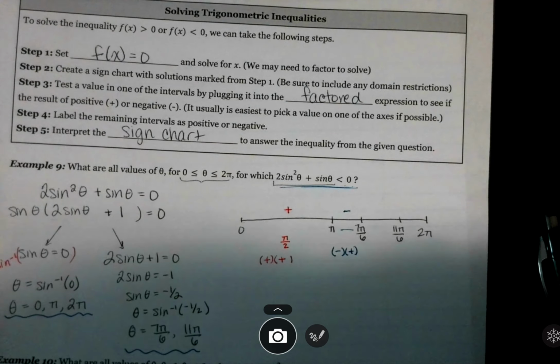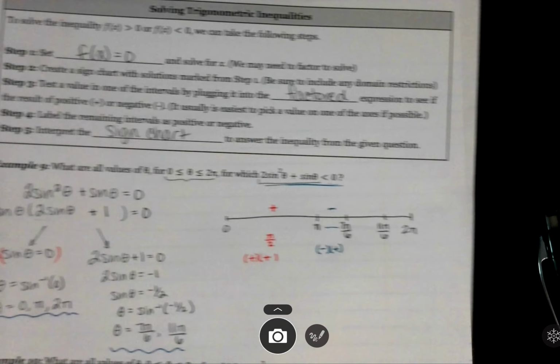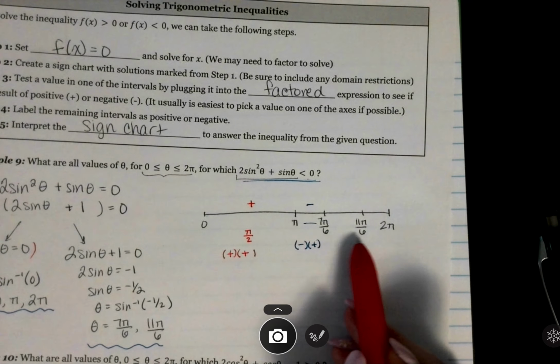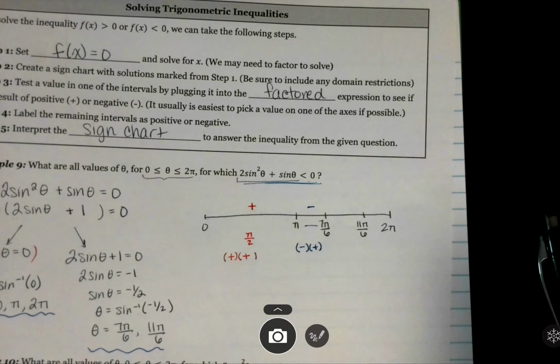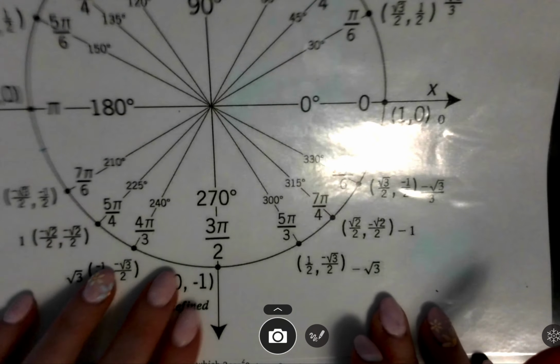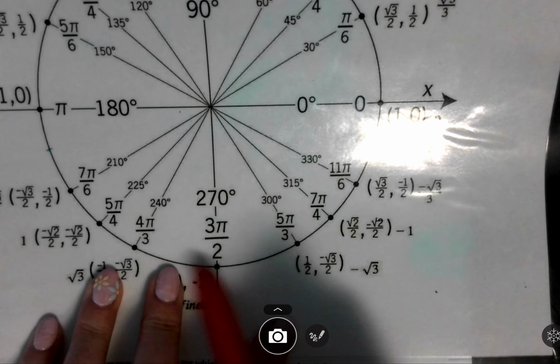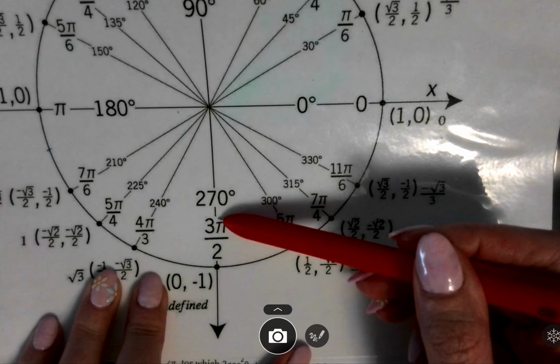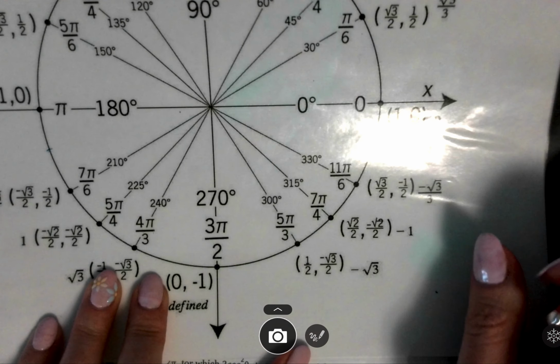So I'm going to alternate colors. I'm going to go a little bit quicker this time. Between 7 pi over 6 and 11 pi over 6, I like to look. So I could really do anything down here. I like to use quadrantal angles if I can. So I'm going to use 3 pi over 2.